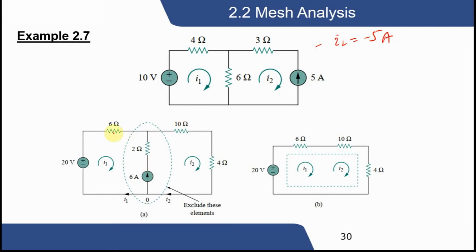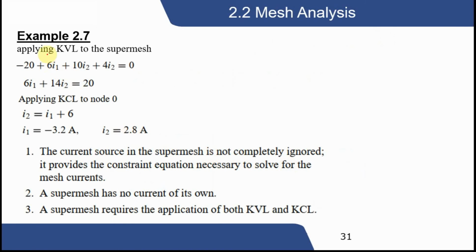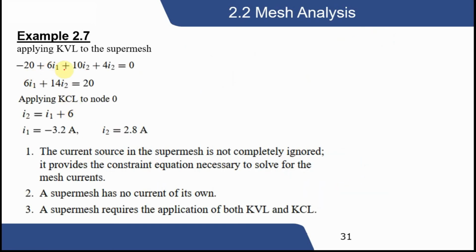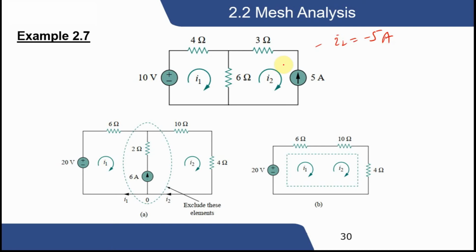Then the system becomes like this: 6 ohm, 10 ohms, 4 ohms. Very easy to solve, and we apply KVL. We have minus 20, 6I1, 10I2, 4I2. Minus 20 plus 6I1 plus 10I2 plus 4I2 equal to 0. We solve this and it becomes equation 1. When we have a super mesh, first we apply KVL, then we have to apply KCL.